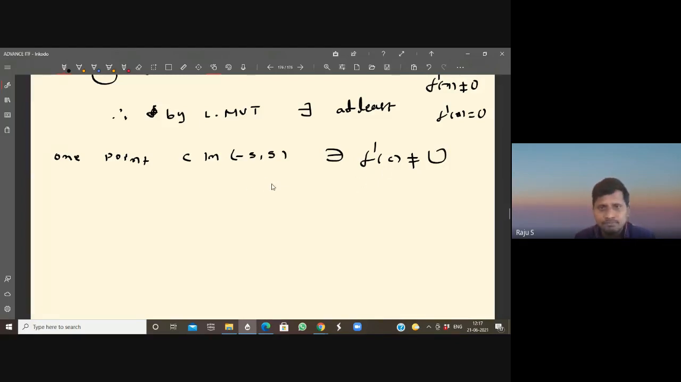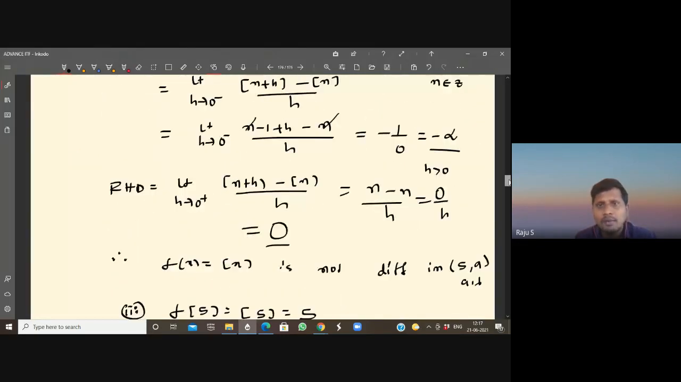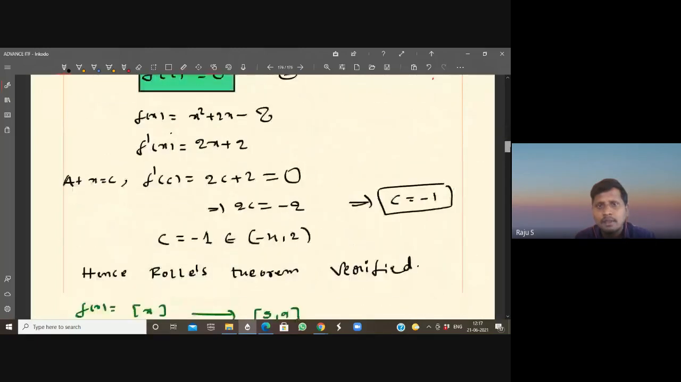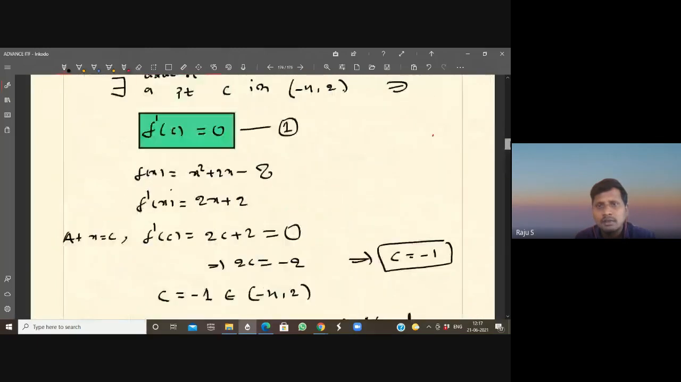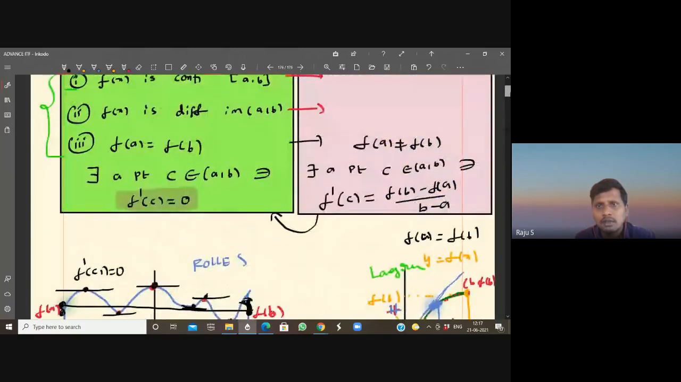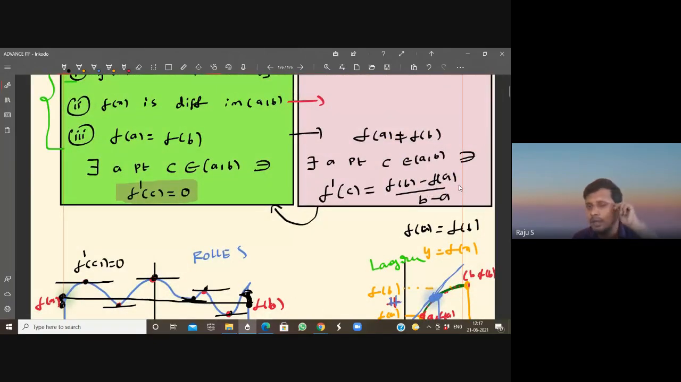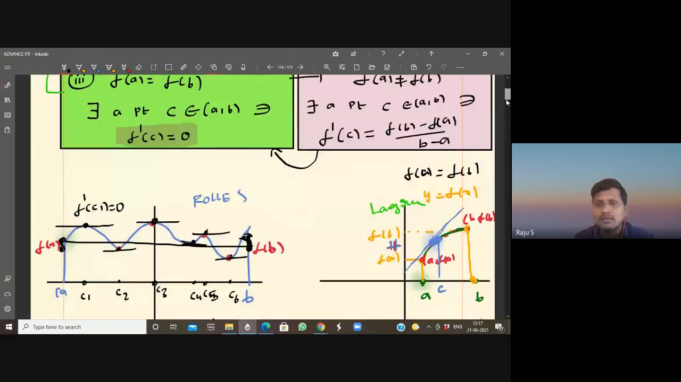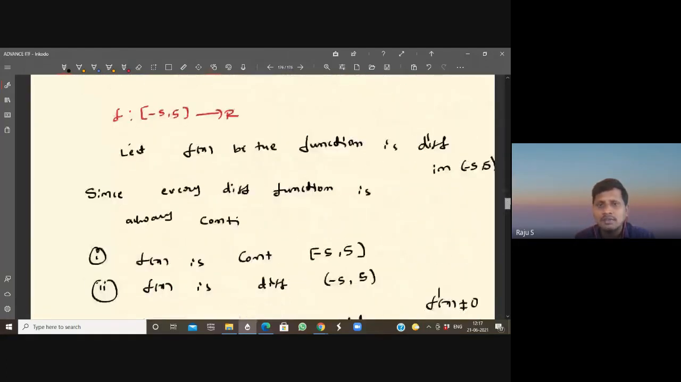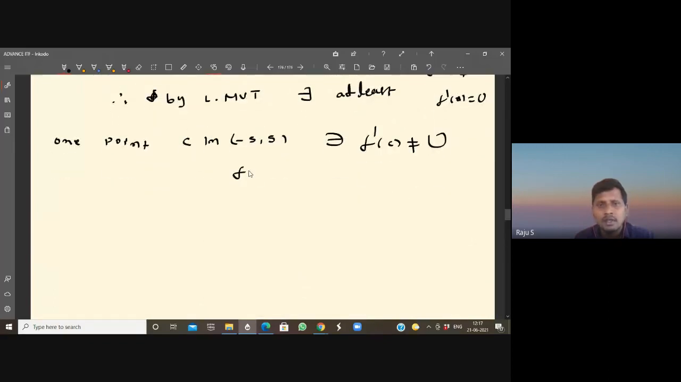What is f dash of c in Lagrange's? f dash of c is equal to f of b minus f of a by b minus a, as I have given here. See, the f dash of c value is f of b minus f of a by b minus a. So f of b minus f of a by b minus a should not equal 0. What are a and b here? Minus 5 to 5: the a value becomes minus 5, the b value becomes plus 5.